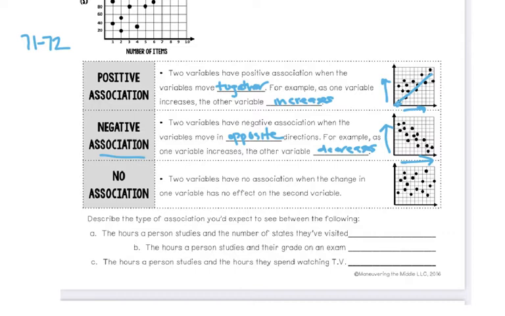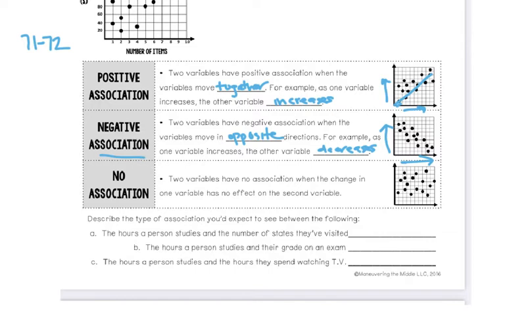If there's no association, when the change in one variable has no effect on the second variable, that's what we call a plot that has no association. So you can see here there's no rhyme or reason, they're just kind of scattered all over the place, right?